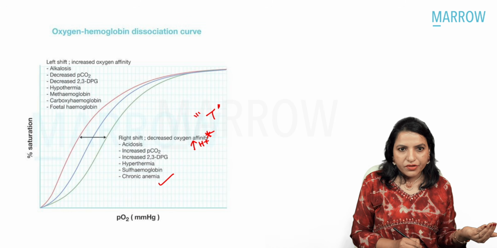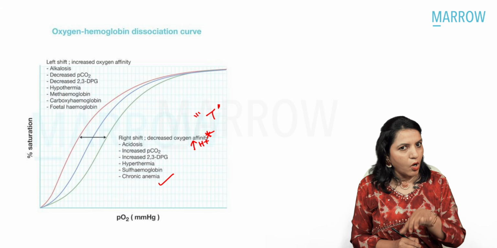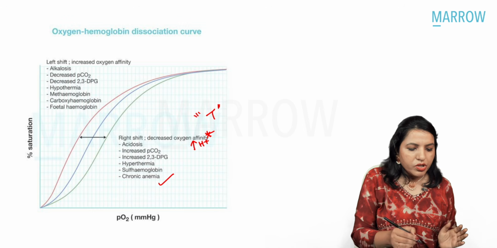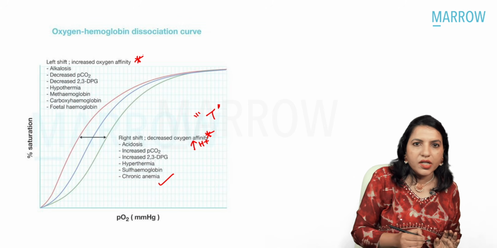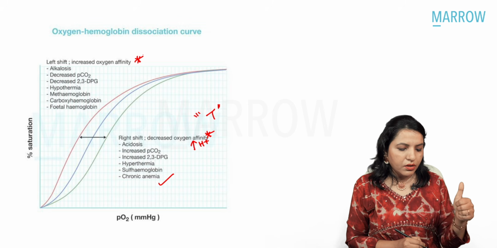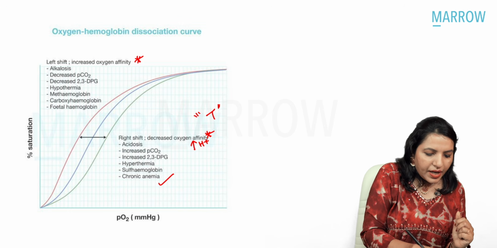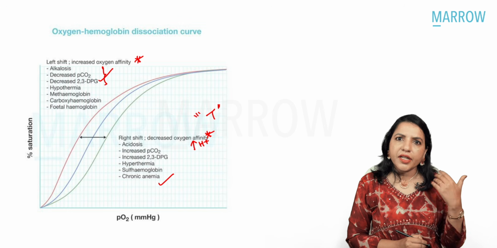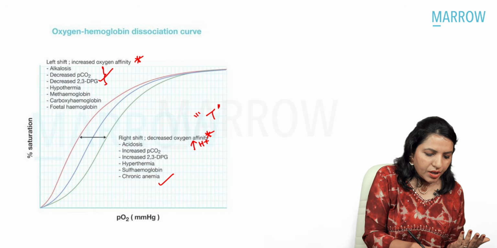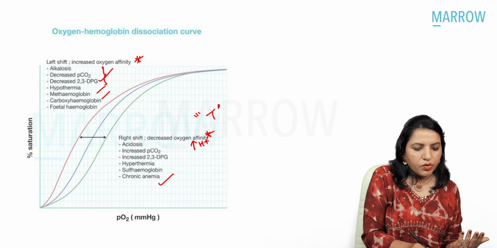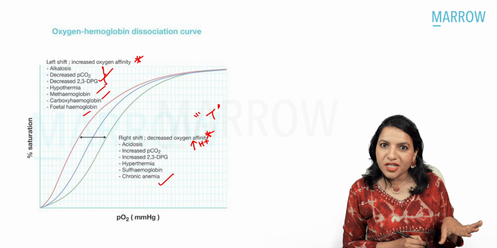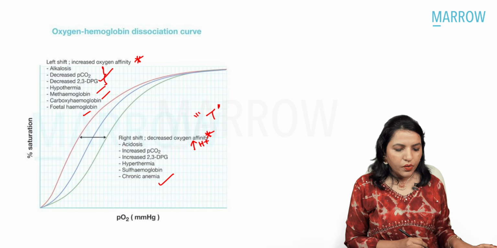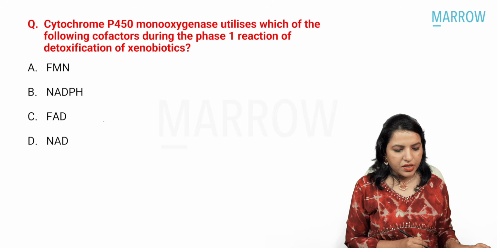Now what about the left shift? Almost whatever is opposite to what we have discussed now is the shift towards the left, which means increased oxygen affinity. So that is alkalosis, then decreased PCO2 and decreased 2,3-BPG, hypothermia. These are the most important ones. Then if you want to remember, you can also remember methemoglobin, carboxyhemoglobin and fetal hemoglobin. Why fetal hemoglobin? Because it has less interaction with 2,3-BPG.